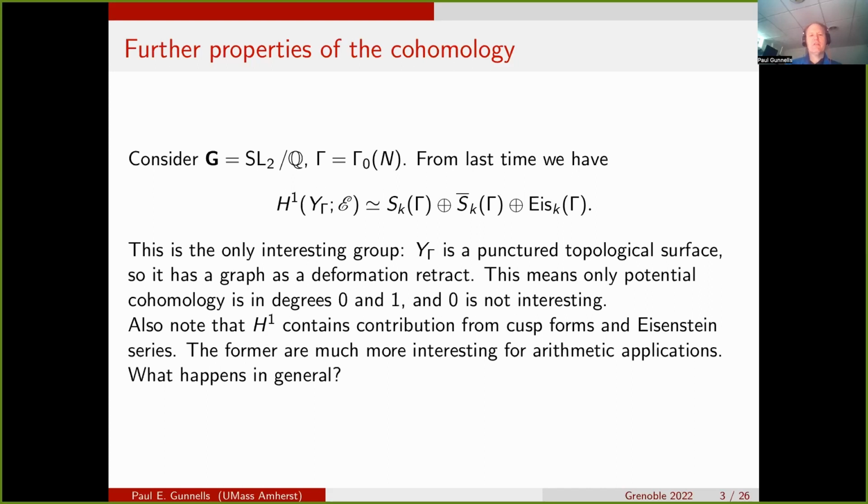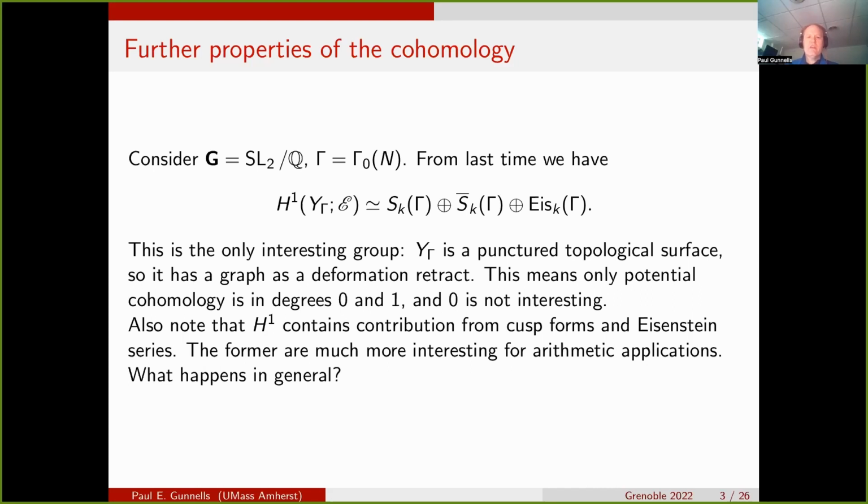What is this thing topologically? Topologically, it's just an orientable surface, but it's punctured. It's missing some points. And what you know from algebraic topology class is that if you take a surface and you puncture it, it deformation retracts onto a graph. So in terms of its homology and cohomology, it can only have something happening in degrees 0 and 1. And of course, degree 0 is probably not the most interesting cohomology or homology group to look at. So H^1 is really the only game in town for SL2 over Q, and that's why people have gotten so much mileage out of it.